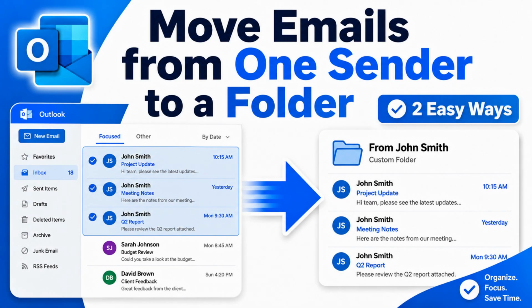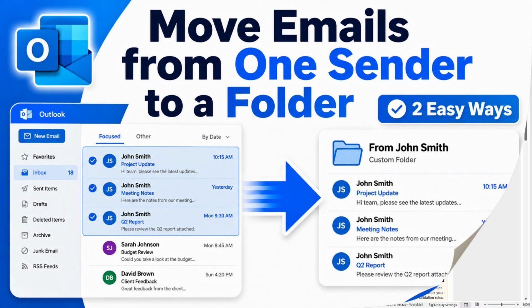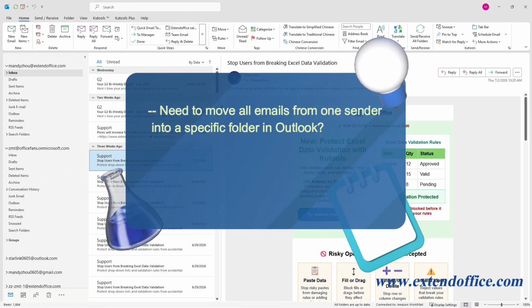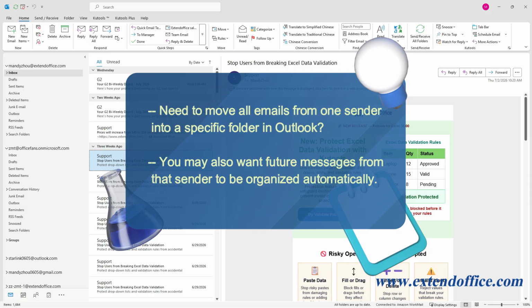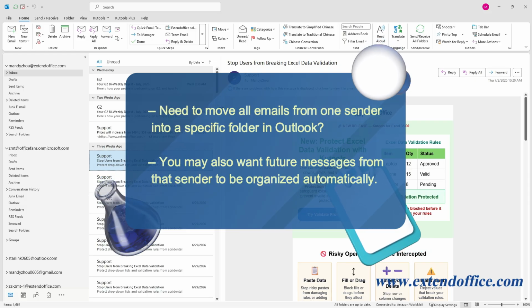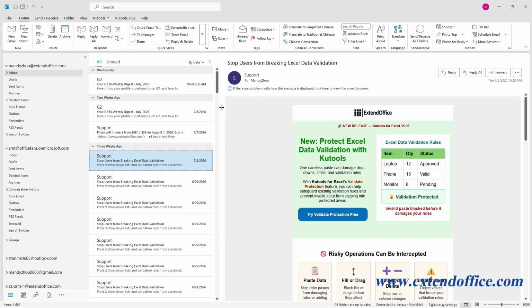Move all emails from one sender to a folder in Outlook. Need to move all emails from one sender into a specific folder in Outlook? You may also want future messages from that sender to be organized automatically. Here are two practical methods: Outlook's built-in rule and a faster Kutools method for existing emails.